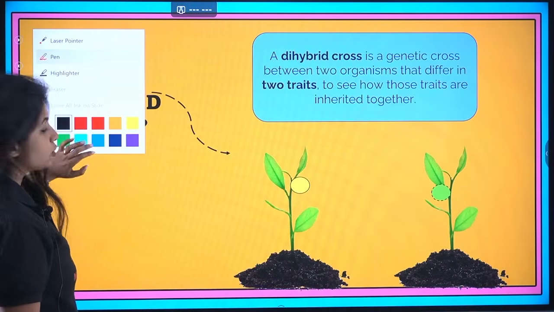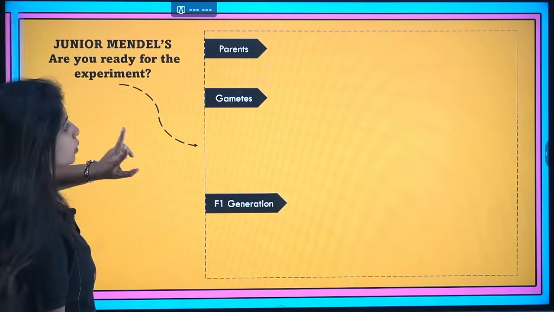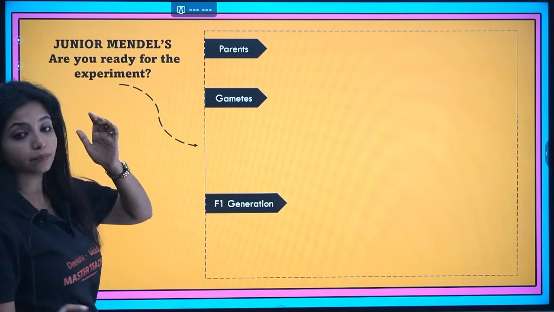In a dihybrid cross, my dear children, I am going to take 2 characters at once. For example, and this is something that confuses you guys.